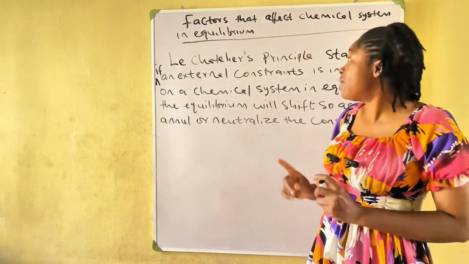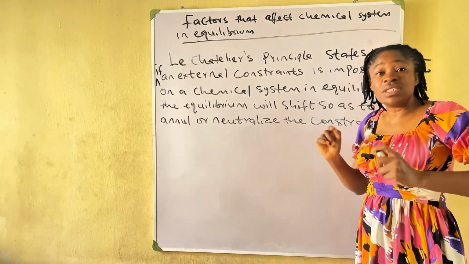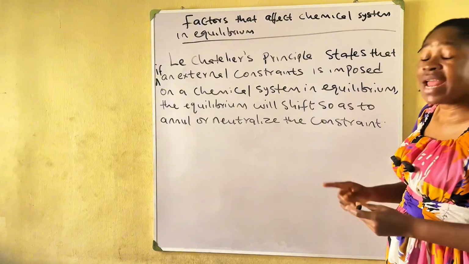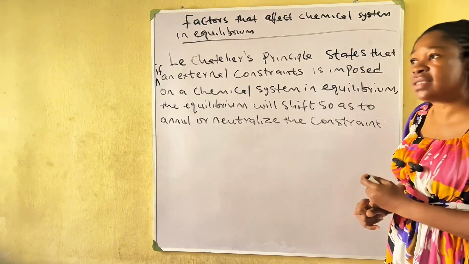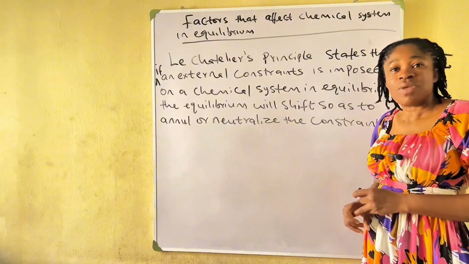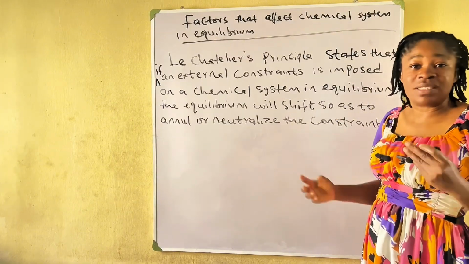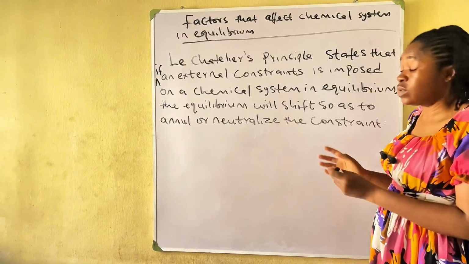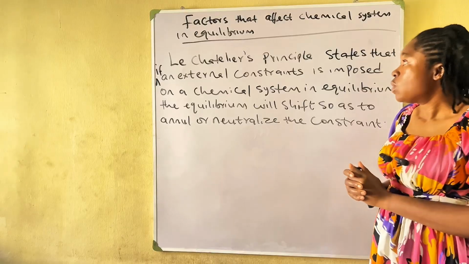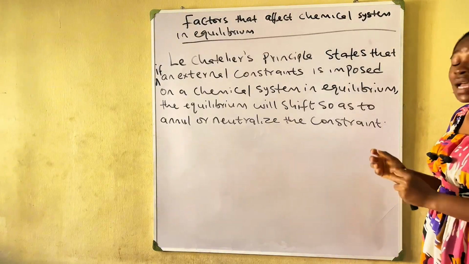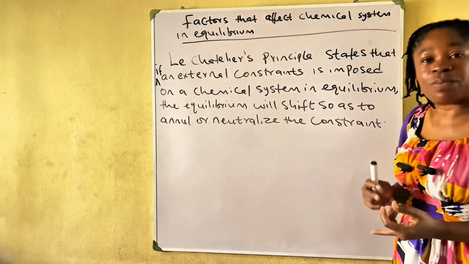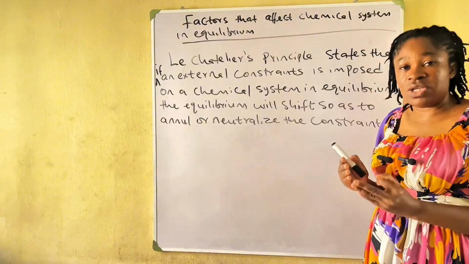Today's topic, let's look at factors that affect chemical systems in equilibrium. By the end of this lesson, you should be able to state Le Chatelier's principle and describe the effects of these factors that affect chemical systems in equilibrium. The factors include the change in temperature, pressure, and concentration.